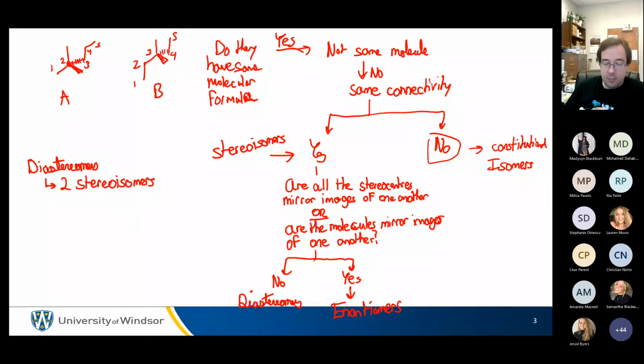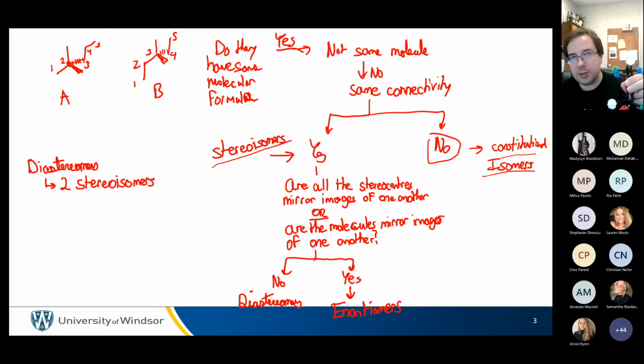So the no is a diastereomer. The other thing I've noted here is we called the no up here, if they have different connectivity, we said they're constitutional isomers. Constitutional because they're constituted differently, not because they believe in life, liberty, and the pursuit of happiness. And then if they are showing the same connectivity and they're not the same molecule, because we already checked that, then they're called stereoisomers. And that's because they differ in the three-dimensional arrangement of items.